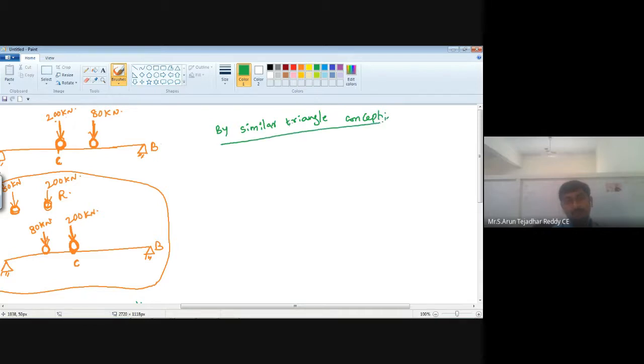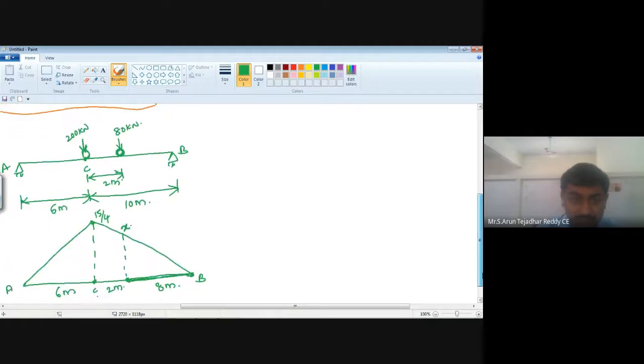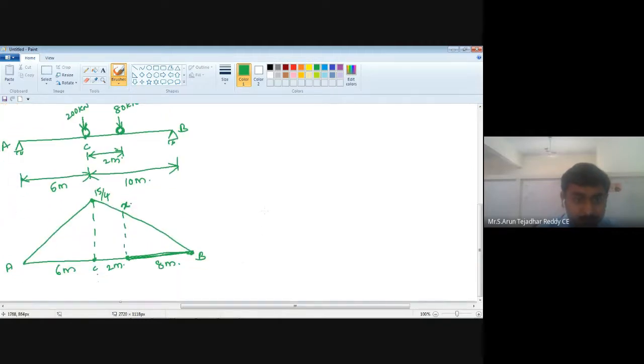See, when we are taking the similar triangle concept, what is the formula? Perpendicular by base. Okay. Now observe this diagram. We need the x distance, so apply the similar triangle concept. Your x is the right portion.